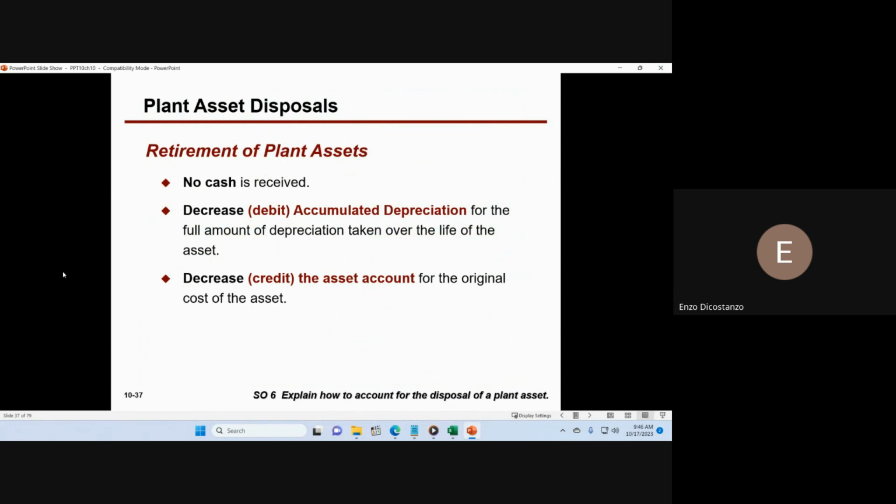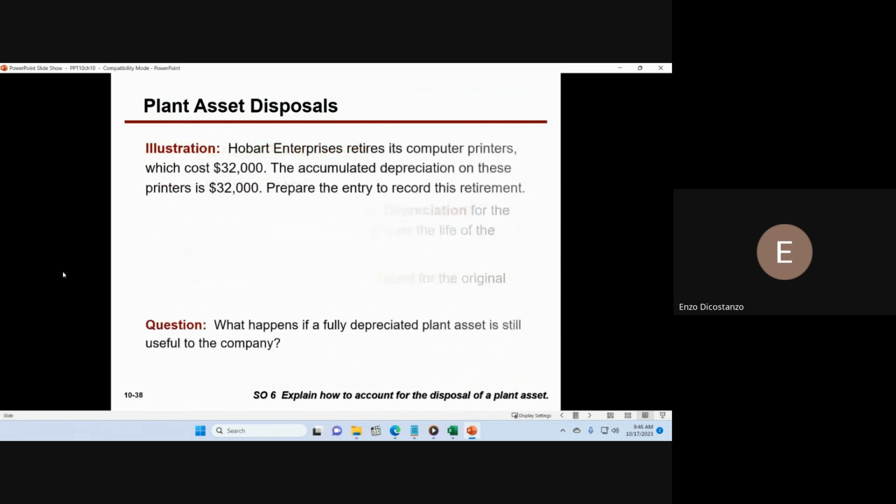Retirement of plant assets: no cash is received. You debit accumulated depreciation for the full depreciation taken. So that's when you debit accumulated depreciation, when you dispose of the asset, and then you credit the asset account for the original cost. So you're writing off everything. This is your write-off. You don't have the printers anymore, and you've closed out your depreciation.